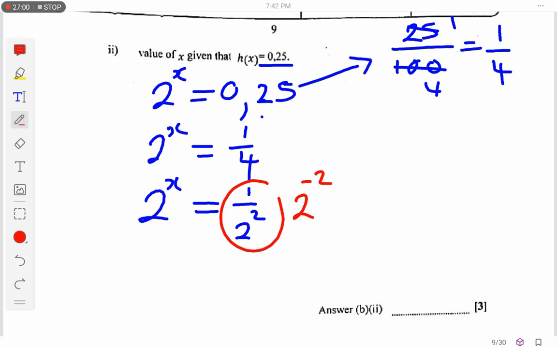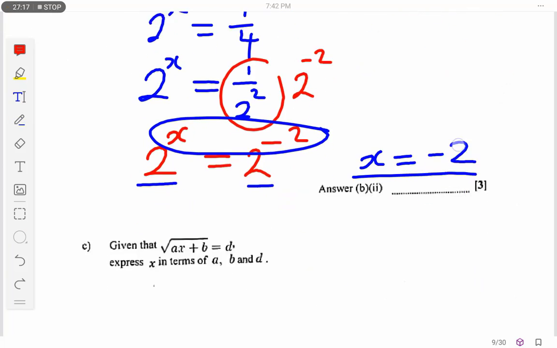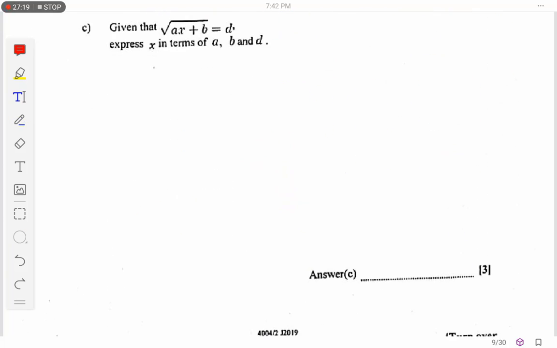So when I get to this point where I'm saying 2 to the power of x is equal to 2 to the power of minus 2, you find out I now have the same base there. When I have the same base, I can equate the powers. So I can say my x is equal to minus 2 there. This is our answer. Let's move on to the next question.